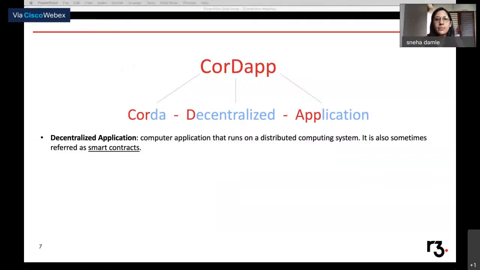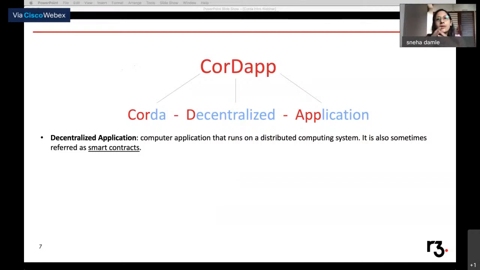Essentially, you can think of Corda as an operating system. Rather, you can think of Corda as the Android operating system. Android provides you the Android operating system, and then Android developers build Android apps on top of this. Similarly, you can think of Corda as the operating system.